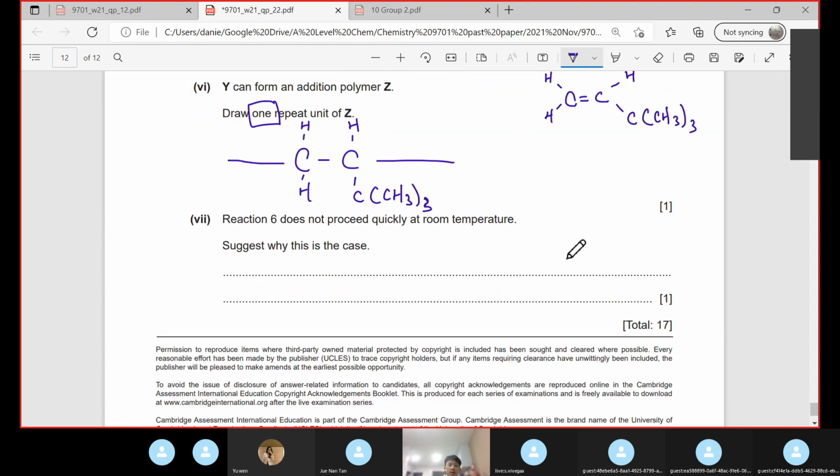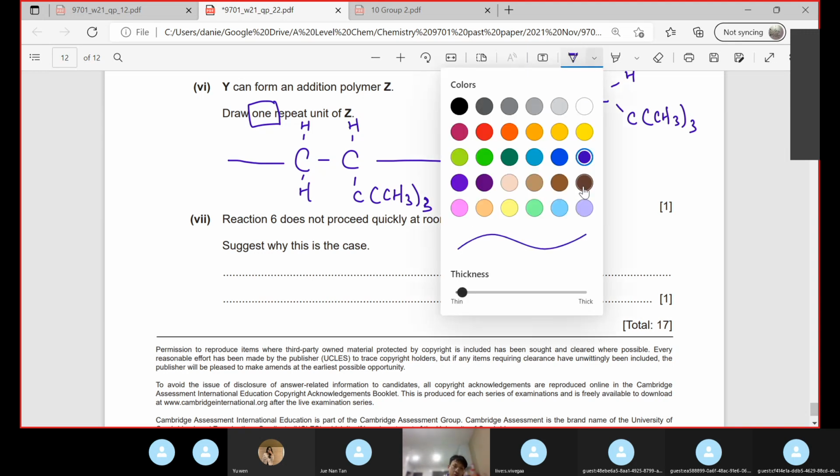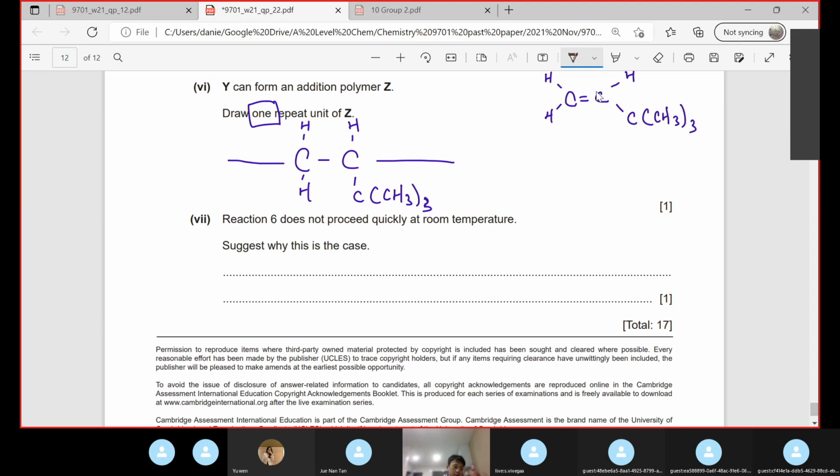Over here it says that it does not proceed quickly at room temperature. Why do we need high temperature? Because there is high activation energy. Yeah, so that's why this is the case. The activation energy of the reaction is high. 1 mark.